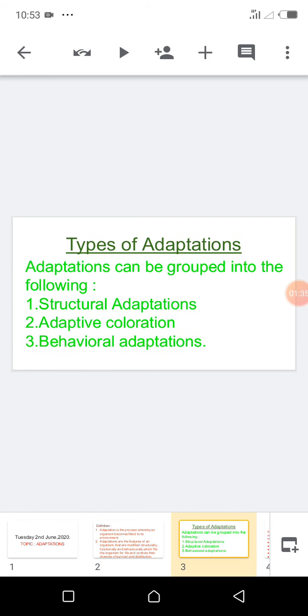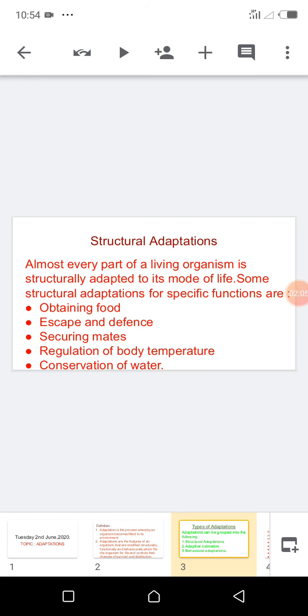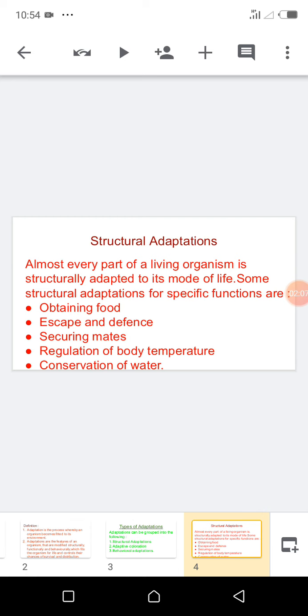So moving on, we have three groups of adaptations, and they are the structural adaptations, which means the physical attributes the organism possesses. Adaptive coloration, that's the color of the organism. Some organisms don't just have colors, their colors perform functions. And the third is the behavioral adaptations. That's how they live, how they behave in their environment.